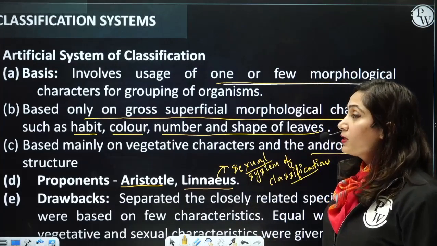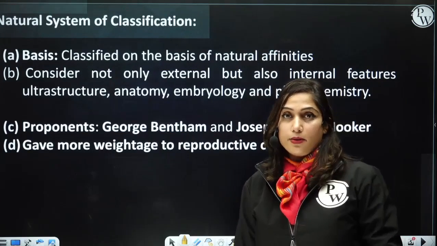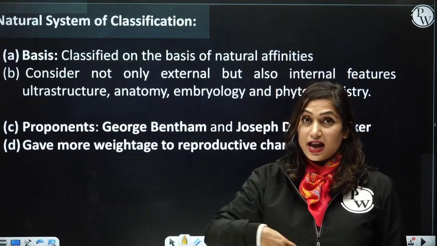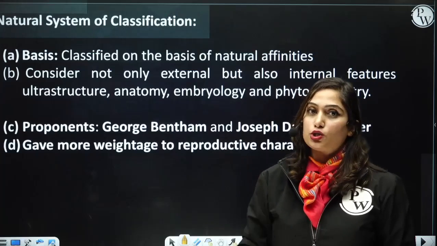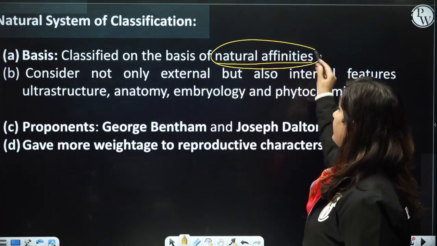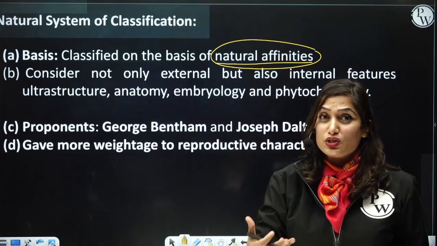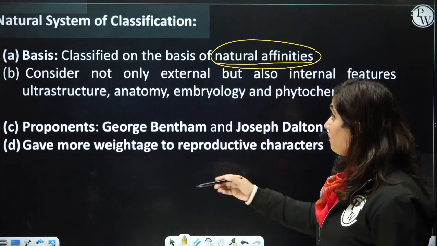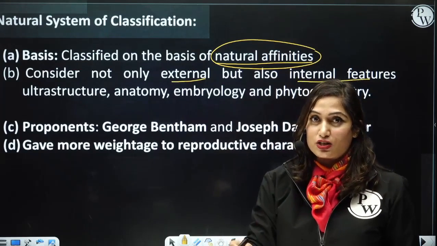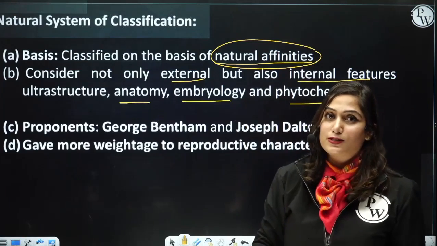Then after that comes the natural system of classification. After artificial came the natural system of classification, and it used both internal features and external features for the classification of plants. It was based on natural affinities. This is the line of NCERT. This system was based on natural affinities, meaning the natural relationships between organisms. It is based not only on external but also internal features such as the ultrastructure, the cell structure, the anatomy, the embryology, and the phytochemistry, the kind of chemicals present in the plant.